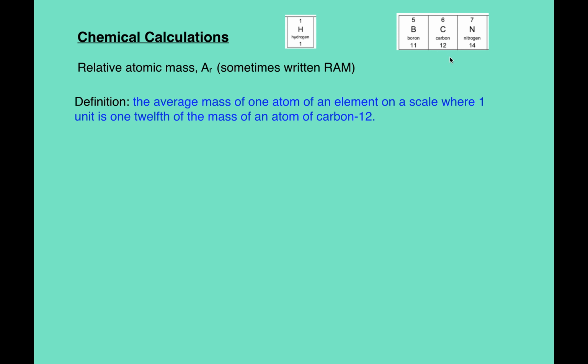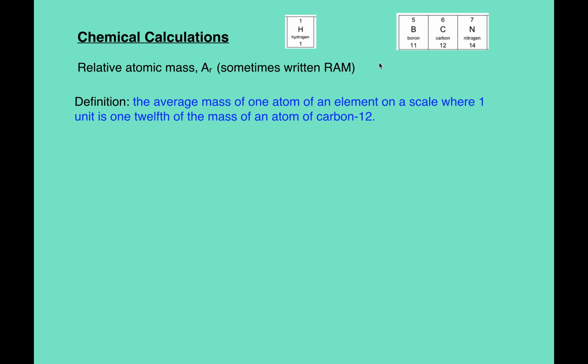So if we divide 12 by 12, we get 1. So 1/12 of this mass is 1 on this scale. Now, I know that's a little bit abstract, but don't worry about it. You'll get used to the idea. So the definition: the average mass of one atom of an element on a scale where 1 unit is 1/12 of the mass of a carbon-12 atom.